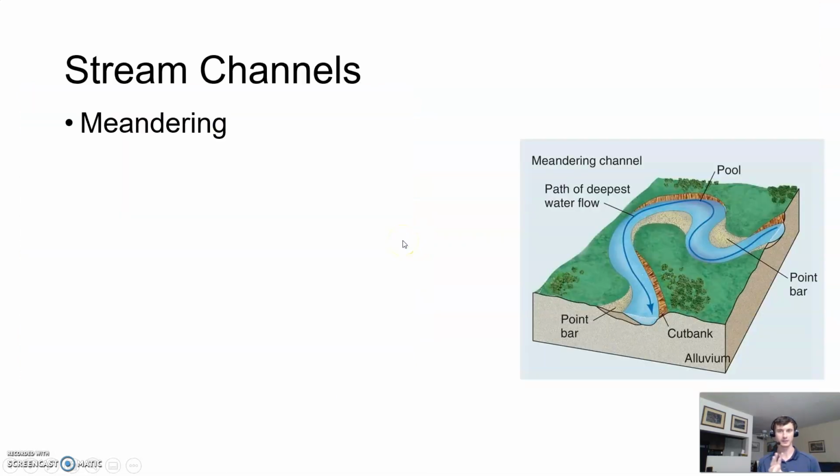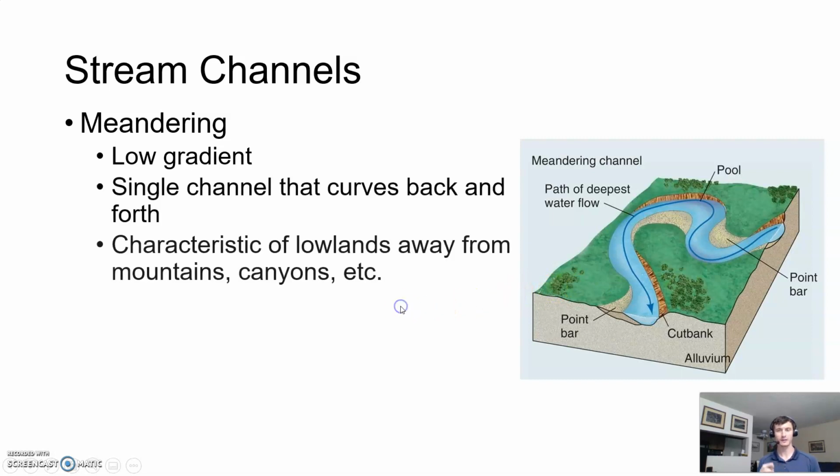You can also have something called a meandering stream channel. So in this case, you have something which is a little bit lower in terms of gradient. It's meandering. It wanders. It doesn't go straight from point A to point B. It takes this sort of winding, looping path on the way there. So it's curving back and forth in a single channel, and this is characteristic of lowlands.